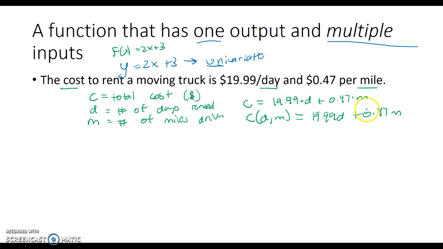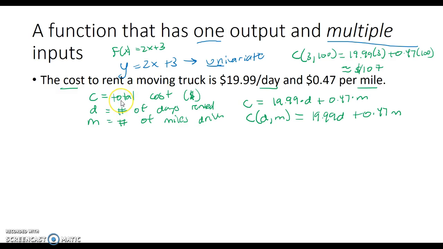So we can begin to answer questions about this. Like, for example, what is the total cost when you rent the truck for 3 days and you drive 100 miles? And that would be $19.99 a day for 3 days plus 47 cents a mile times the 100 miles that we drove. So we could do the math on that, and we get, approximately, I'm going to guess here, about $60, or $59.97, and then this is going to be $47. So 60 plus 47 is going to be about $107. Okay, so there's one example of a multivariable function.